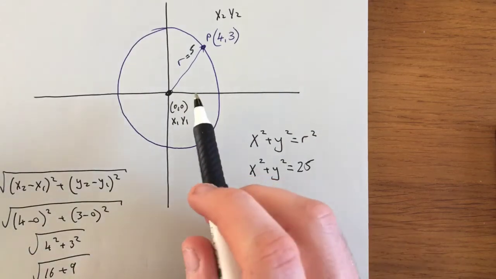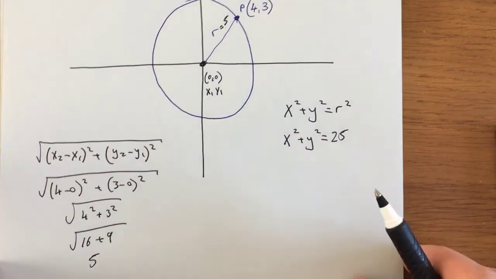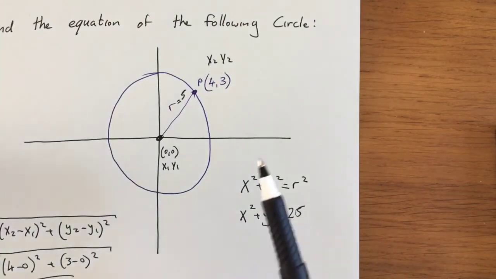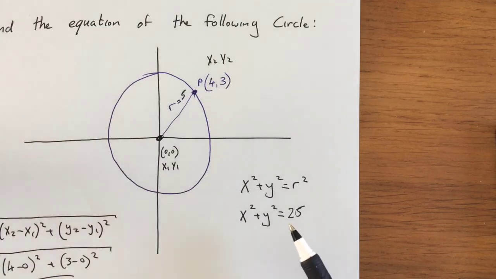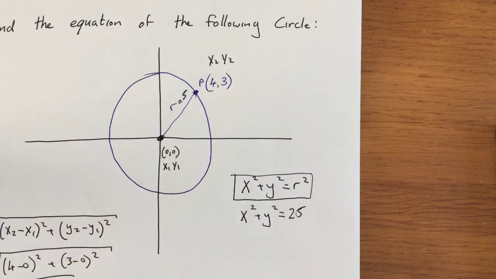So sometimes if they don't give you a piece of information, you're going to have to use another formula, or maybe something from the Junior Cert, to find that piece of information, and then you can fill in your main formula here, which is the equation of a circle.